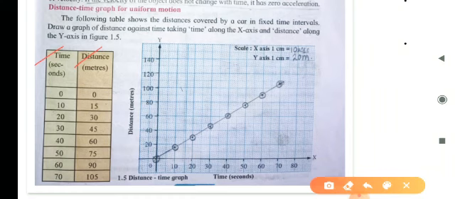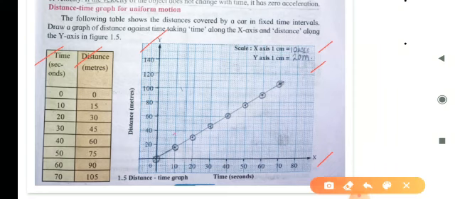Now on the x-axis you can see time in seconds 10 to 80 and y-axis 20 to 140. Scale taken on x-axis is 1 centimeter is 10 seconds and y-axis 1 centimeter is 20 meters. So the points are plotted. You know how to plot the graph. So 0, 0 here at the origin.